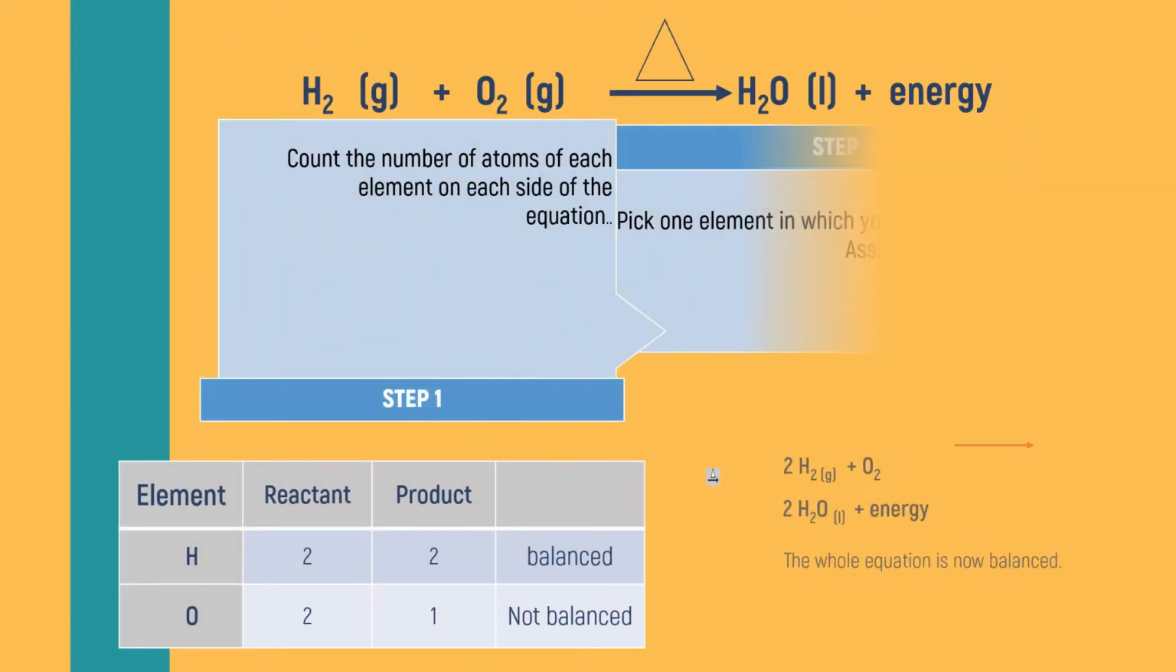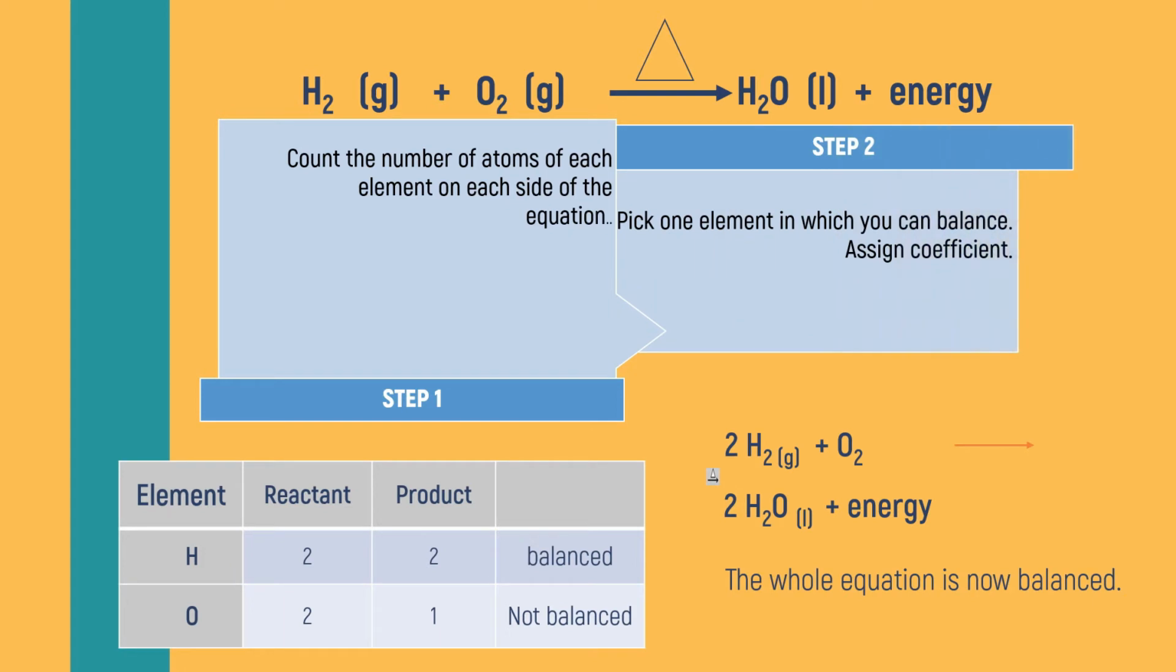So what is our step number 1? You count the number of atoms of each element on each side of the equation. So let's start with the reactants. What are the reactants in this equation? You have the hydrogen and the oxygen. How many atoms of hydrogen do you have? You have 2 atoms. While for oxygen, you have 2 atoms also.